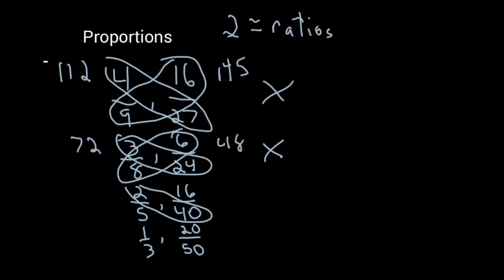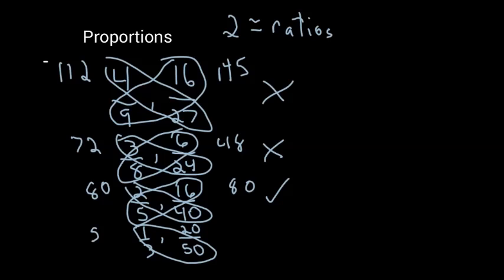Next one, I do 2 times 40, which is 80. 5 times 16: 5 times 6 is 30, and then 5 times 1 plus 3 is 8, so 80. So that is a proportion. Let's just check the last one. 1 times 50 is 50. 3 times 20 is 60. So that is not a proportion.